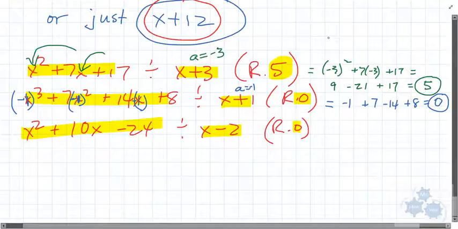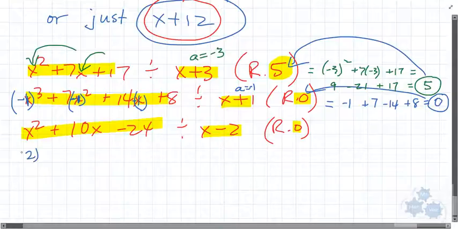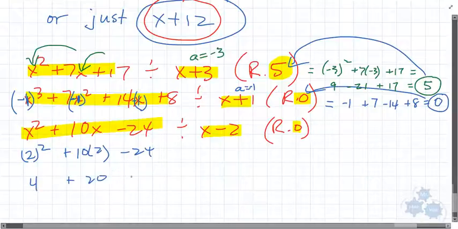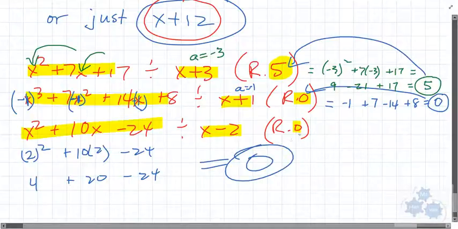Are you recognizing a pattern here? If we plug in +2 here, that's 2 squared plus 10 times 2 minus 24. That's going to be 4 plus 20 minus 24, and that's also going to give us 0. That's the remainder as well.